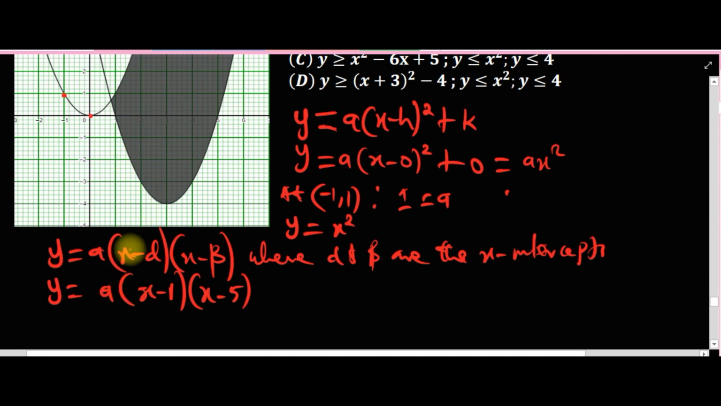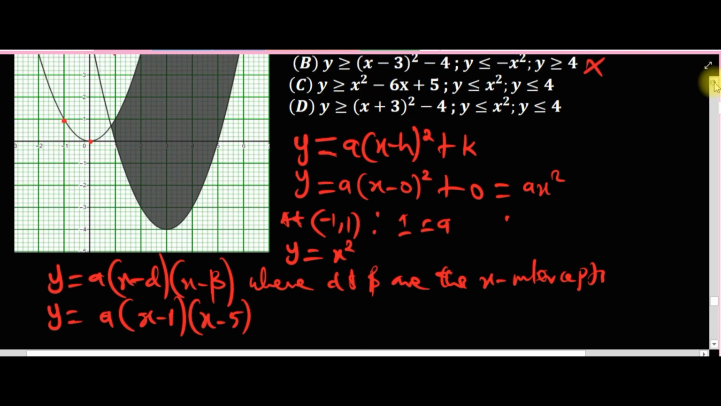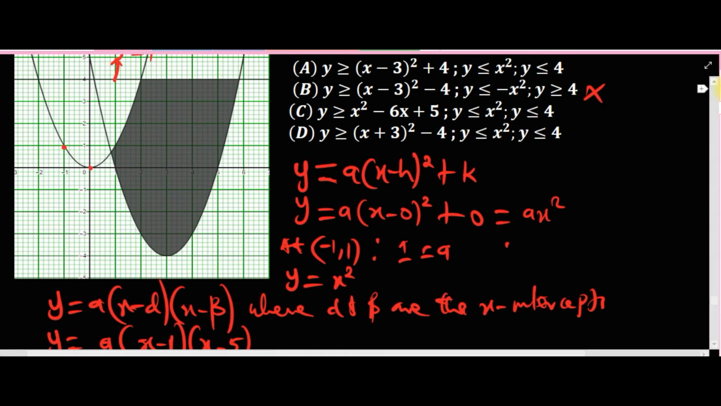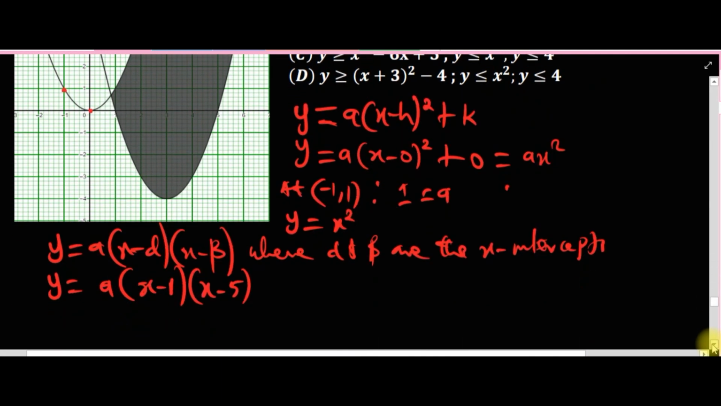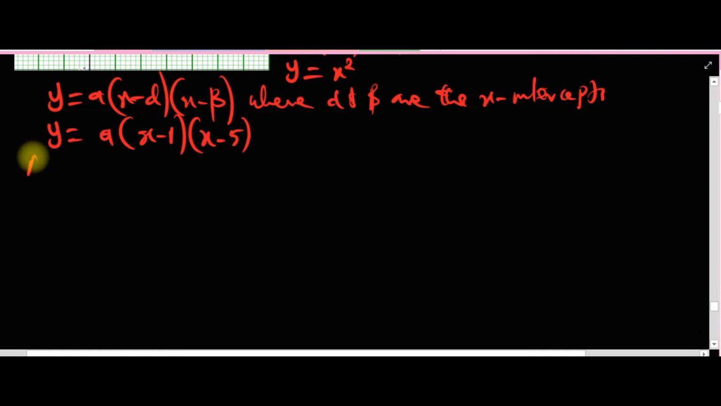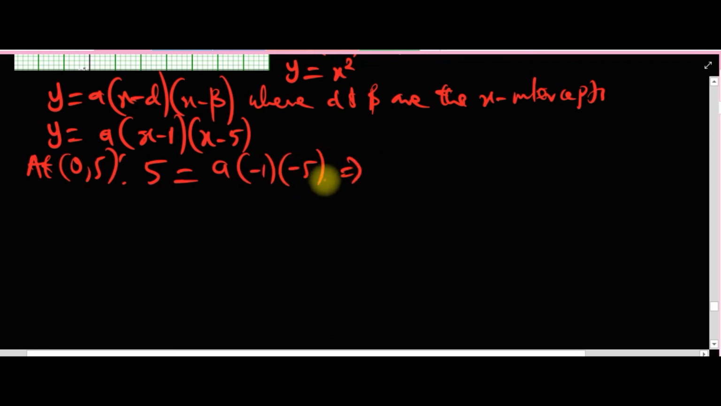So we need to get the value of a. And how do you get the value of a? Picking any other point on the curve, and the best point is to pick the y-intercept. So I'm picking this point, a very important point of the curve. Though you can still pick any other point on the curve, because of 0, it makes our work easy and faster. So at 0, 5, we have 5 equals a times (0 minus 1)(0 minus 5). So we have plus 5, which implies that a is 1. So the value of a is 1.